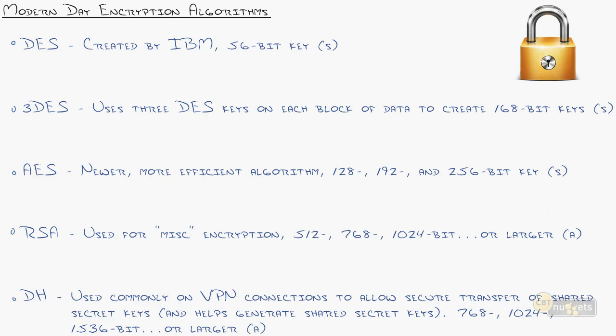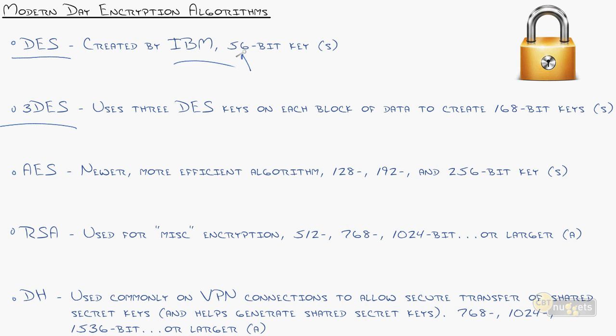Let me just throw you some of the modern day algorithms that you'll see day in and day out, so you can recognize them. DES and triple DES were created by IBM. This is one of the first algorithms. It uses, technically, a 56-bit key. Some people say it's a 64-bit key, but when you get into the cipher itself, you find out there are certain bits that are just rotated and not really part of the algorithm.